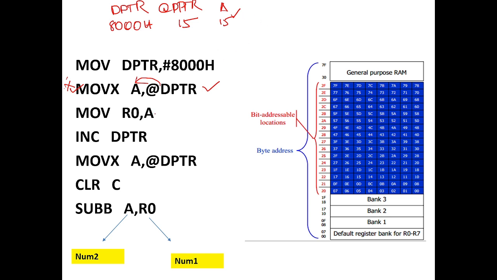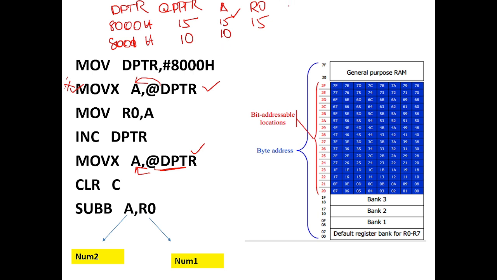Now if you go to the third line and execute it, the content of A I am moving to R0. R0 will be updated as 15, because I am moving that data. Now I need to increment the DPTR. If you increment the DPTR, it will be updated as 8001H. Let me take the content of 8001H as 10. That is moving to the accumulator. So after execution of this instruction, you can see the accumulator data is updated as 10.